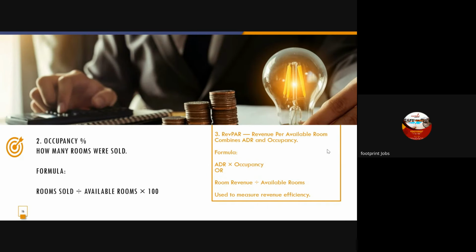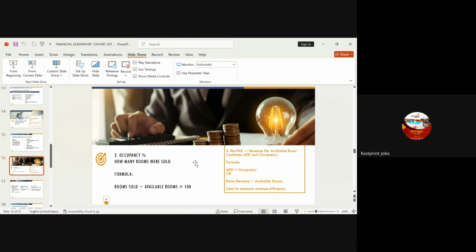RevPAR is simply revenue per available room. RevPAR combines ADR and occupancy. When I started, I said that ADR is simply your average daily rate. So if you are to get your RevPAR for the day, you multiply your average daily rate by your occupancy. Say your occupancy is 40 and your average daily rate was 37,000. To get your RevPAR, like I said earlier, you multiply your ADR, your average daily rate, by your occupancy.